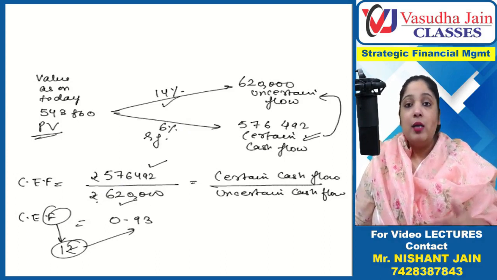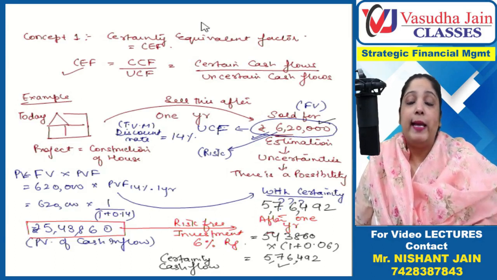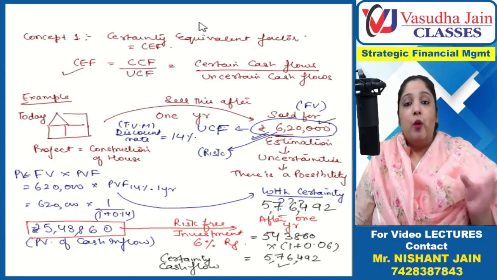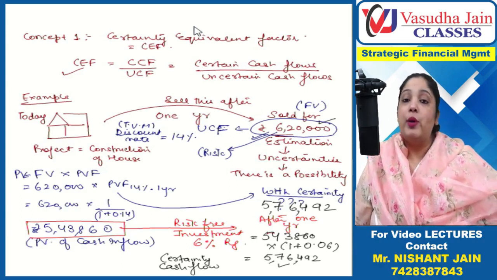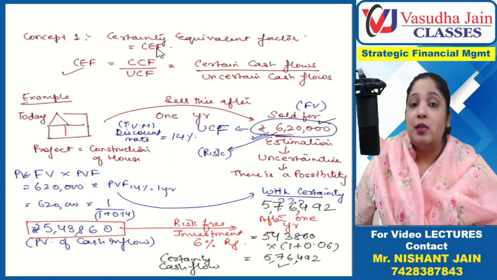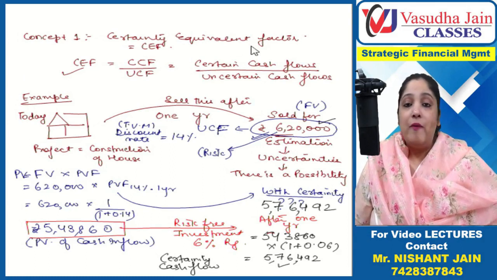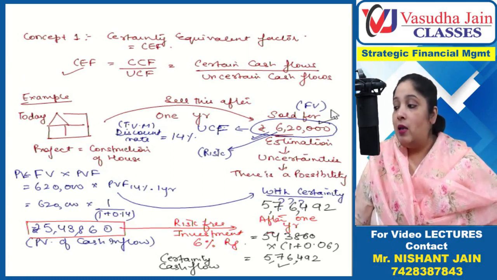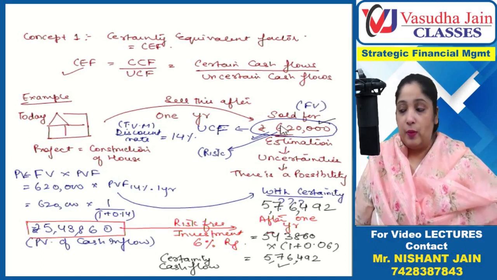Okay, now how does this help? How does this whole example, this concept, help in taking the decision? So we are going to take a practical question from our conceptual book, and I'm going to explain to you how we can decide whether we should go ahead with the risky proposal or not. Now this certainty equivalent factor says stop evaluating the uncertain cash flows.